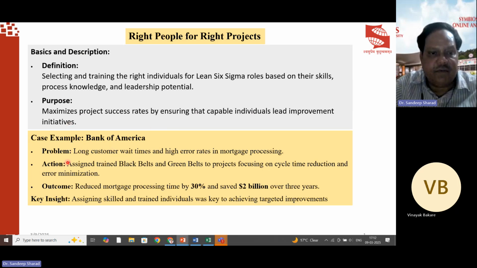Case example, Bank of America: long customer wait times and a high error rate in mortgage processing. Action: assigned trained black belts and green belts to the projects, focusing on cycle time reduction and error minimization. Outcome: reduced mortgage processing time by 30% and saved $2 billion over 3 years. Key highlights: assigning skilled and trained individuals was the key to achieving the targeted improvements.